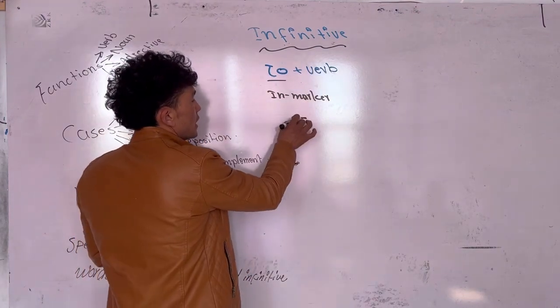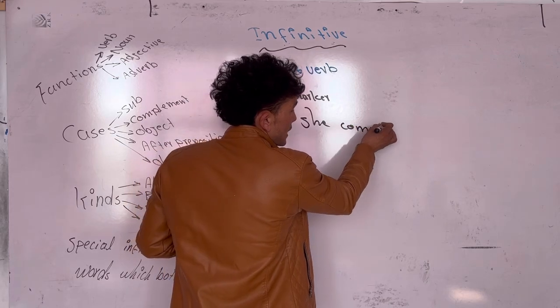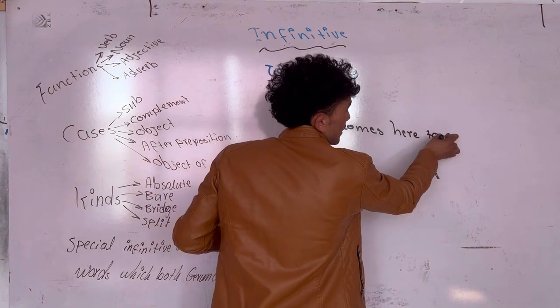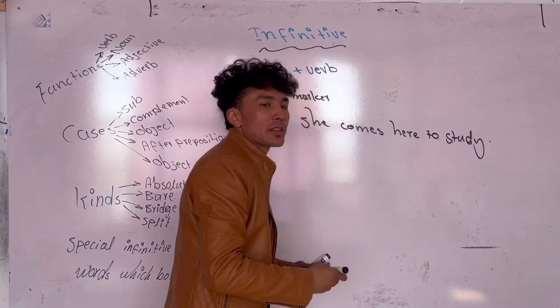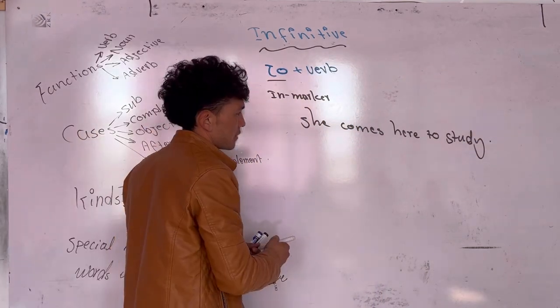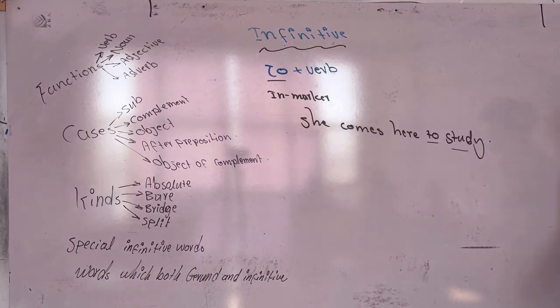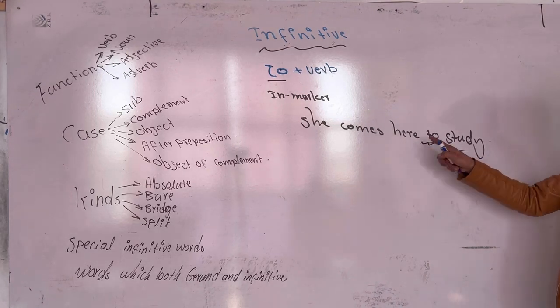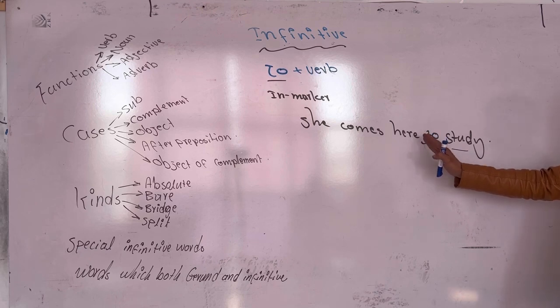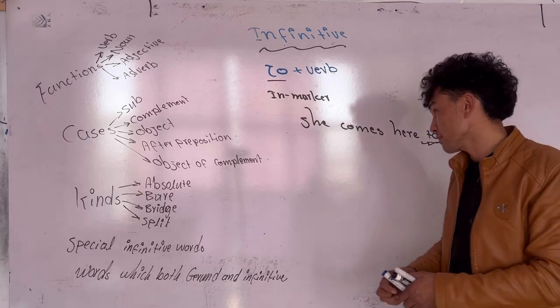For example, "She comes here to study." Where is the infinitive here? "To study." Now, "to" is the infinitive marker, and study is the base form of the verb. Look at this. Is it used as the complement or as the object? As the complement. You understood? To study, and it is called the purpose infinitive. It shows purpose. Why does she come here? She comes here to study. You understood? Next example.